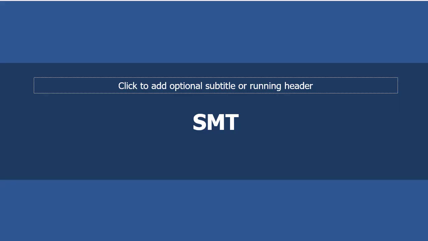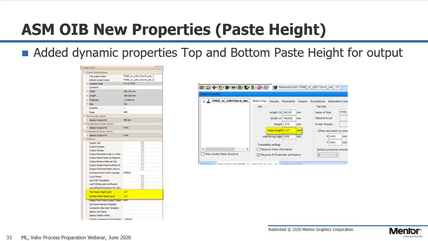Next, we will look at SMT enhancements. The ASM interface is one of the most popular SMT machines that we support. As a result, we receive enhancement requests such as these ones. Here we support new dynamic properties for the top and bottom paste height.